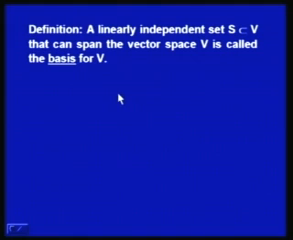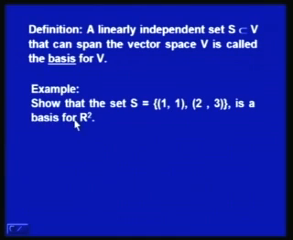On this basis, we define basis for a vector space V. So, this is a definition. A linearly independent set S, which is a subset of V, that can span the vector space V, is called the basis for V. Now, this is the definition for basis. Example: show that the set S consisting of (1, 1) and (2, 3) is a basis for R2.